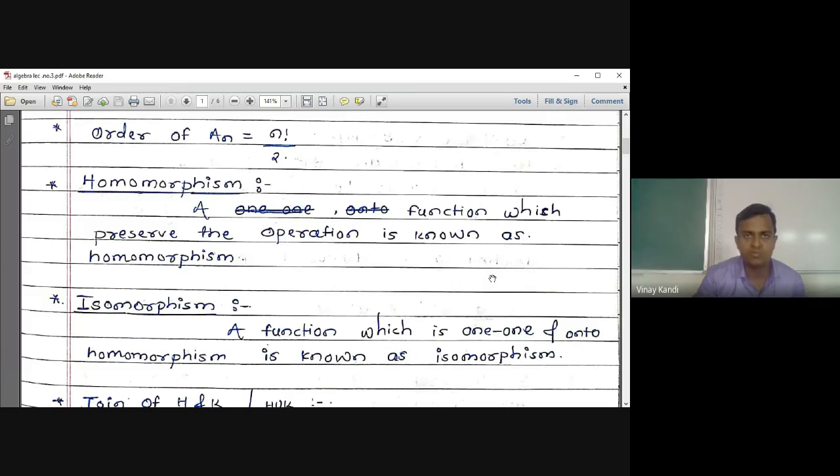Homomorphism means which preserves the operation. Homo means same. The structure of domain and codomain with respect to that binary operation must be the same.